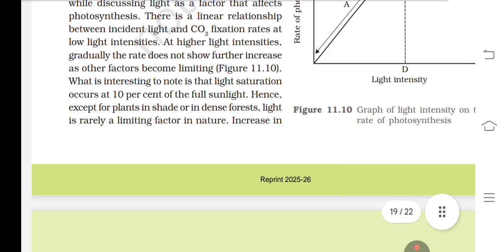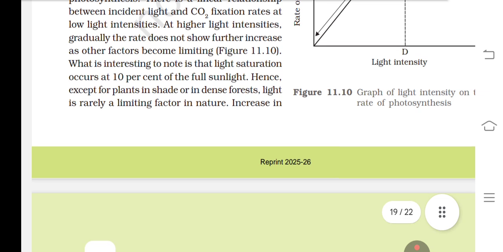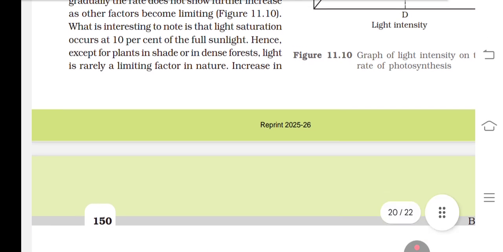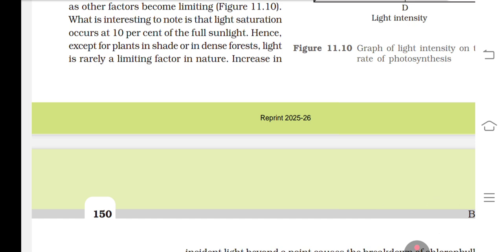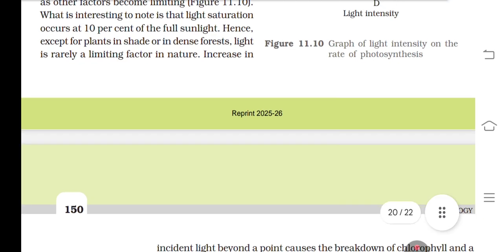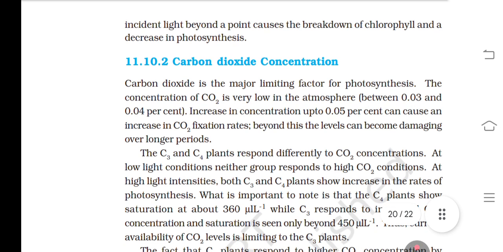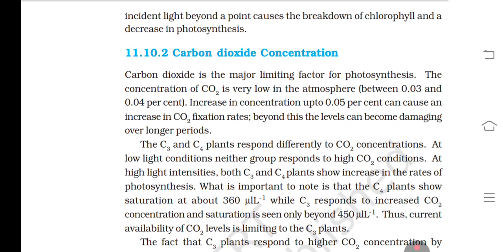At higher light intensity, gradually the rate does not show further increase as other factors become limiting. What is interesting to note is that light saturation occurs at about 10% of full sunlight. Hence, except for plants in shade or dense forest, light is really not a limiting factor in nature. Increase in incident light beyond a point causes a breakdown of chlorophyll and a decrease of photosynthesis.